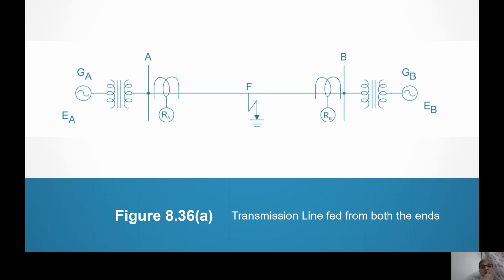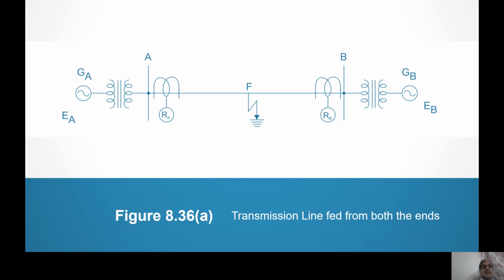Now GA and GB both are feeding the line. On bus A some loads are there, on bus B some loads are there, that is okay. But you see, it is also quite possible that both the generators may be of different kinds. One generator is a thermal power plant, another generator is a hydropower plant.